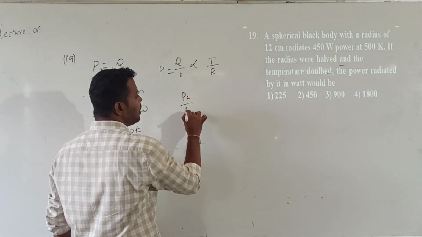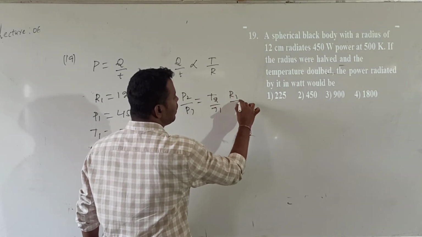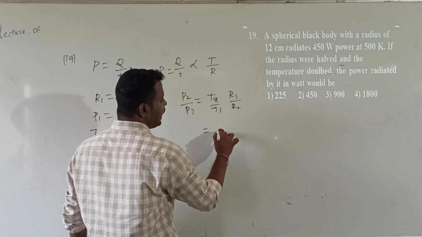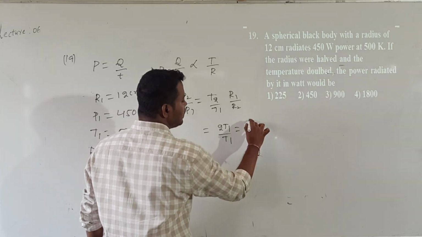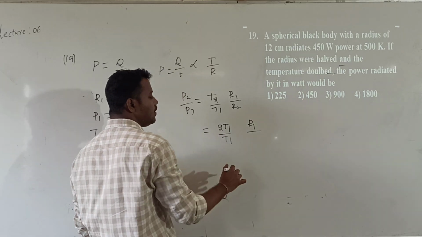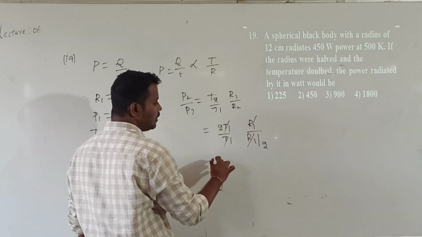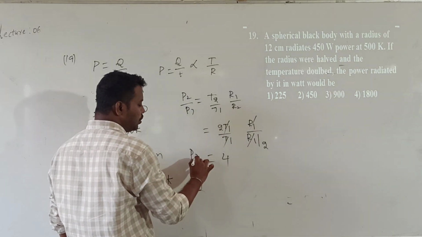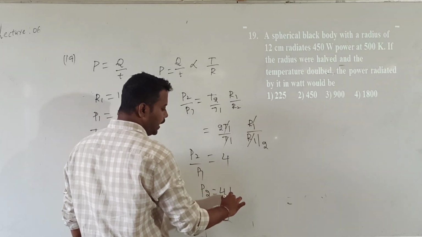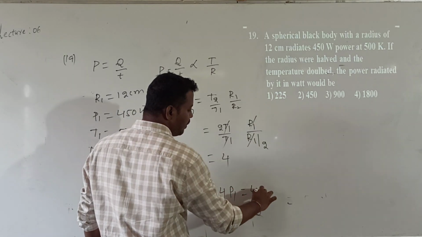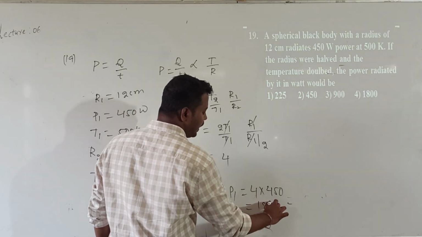Then P2 by P1 is T2 by T1 into R1 divided by R2. T2 by T1 is 2 into T1 by T1, and this is R1 divided by R1 by 2. So R1 cancels, T1 cancels, and I get 4. P2 by P1 is equal to 4. Then P2 is equal to 4 into P1, which is 4 into 450, that is 1800.